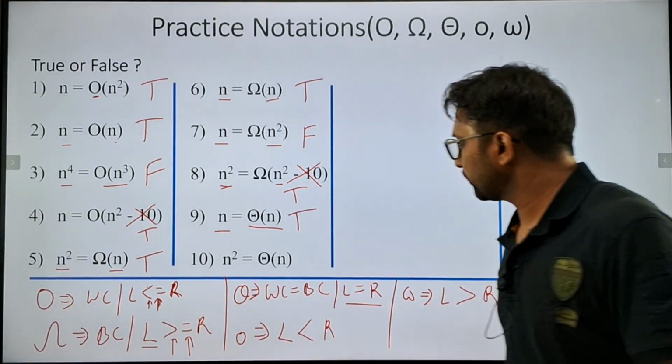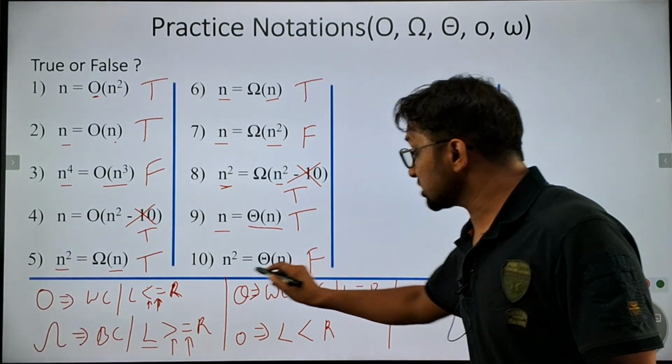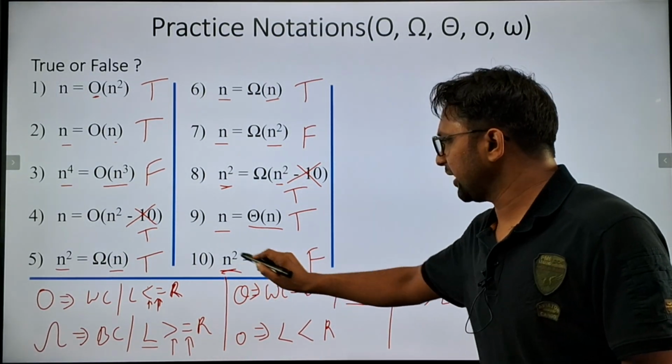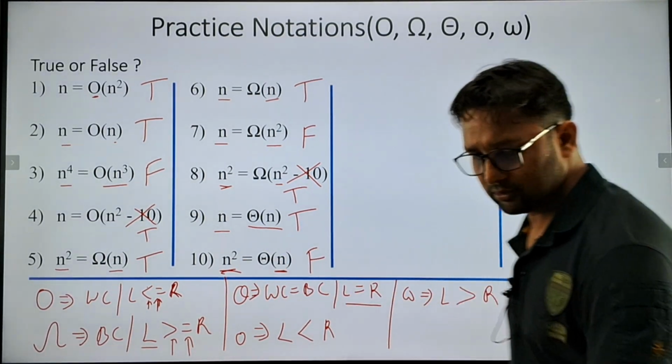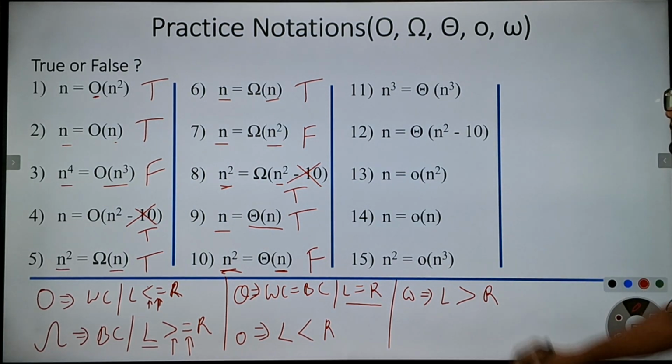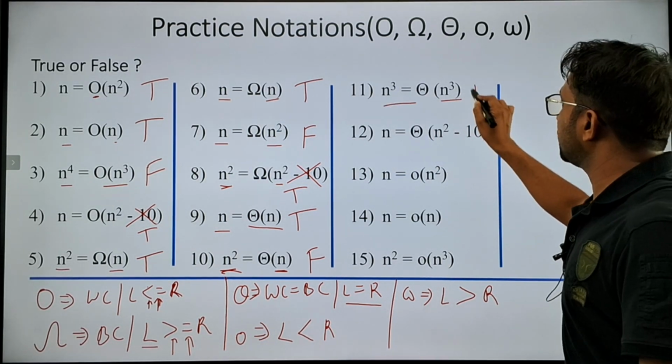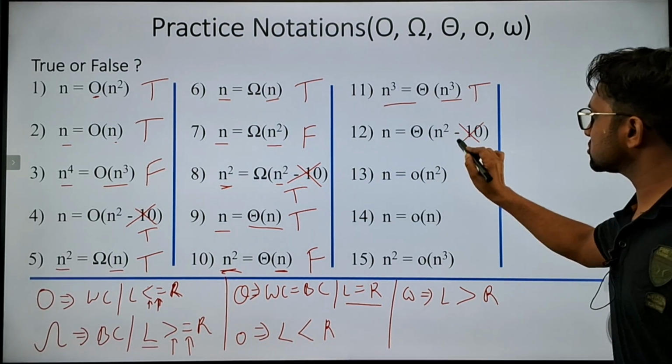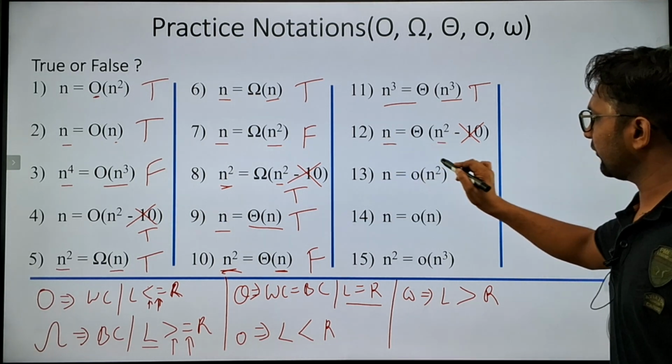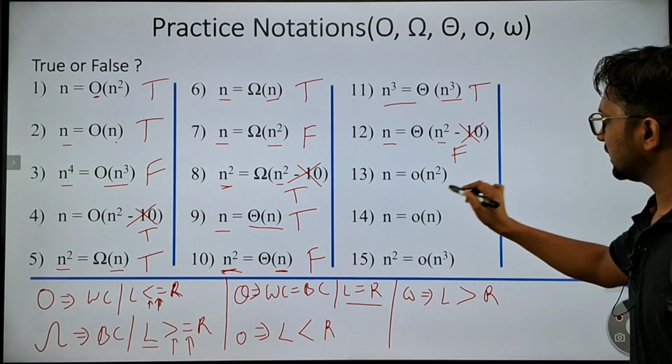So this is true. This is false because they must be equal. They are not functionally equal. N square is not equal to n. Next one is they are equal, yes, this must be true. Remove the constant, check out. They are not equal, so this is false.